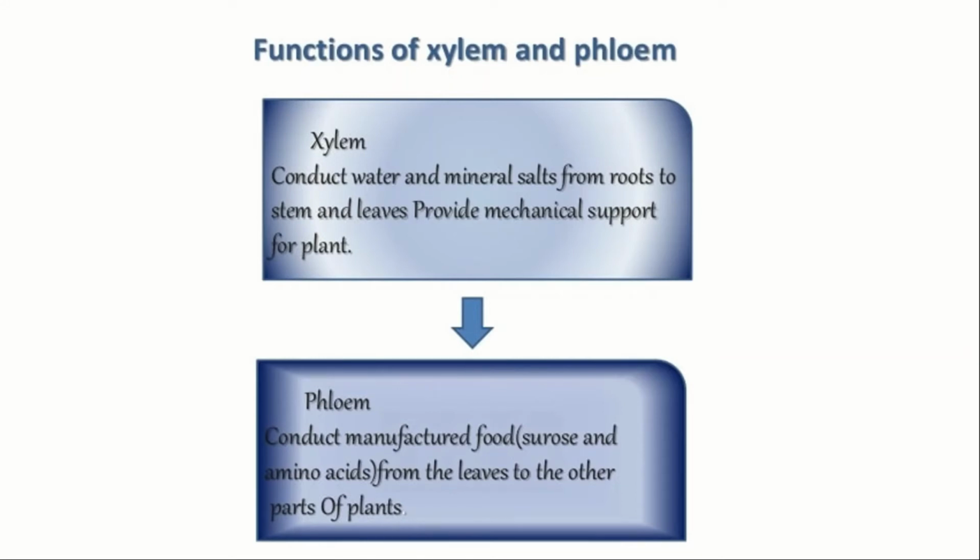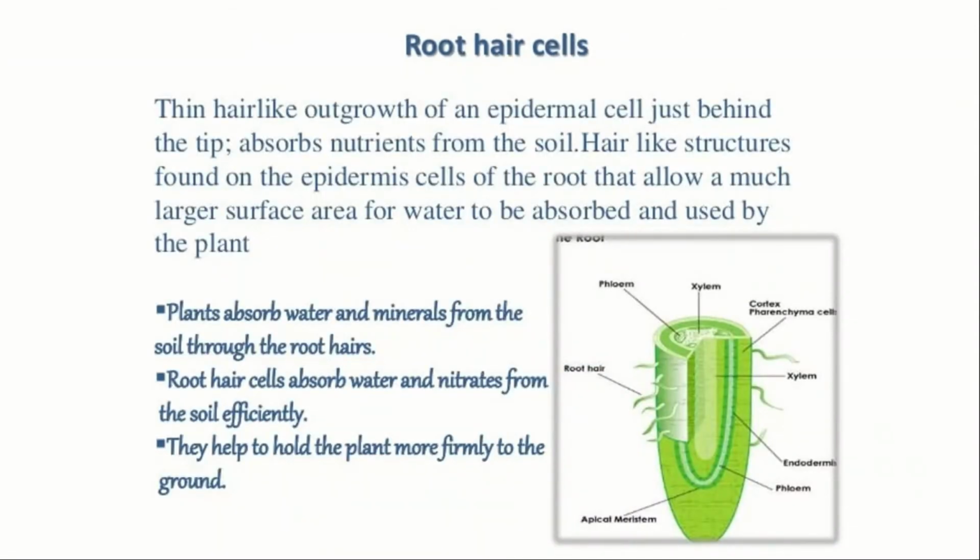Let us know about the function of xylem and phloem. Xylem conducts water and mineral salts from the roots to the stem and leaves and provides mechanical support for the plant. So this is a very important function of xylem. Next, phloem conducts manufactured food, called sucrose and amino acids, from the leaves to other parts of the plant. So these are the two main important functions of xylem and phloem.